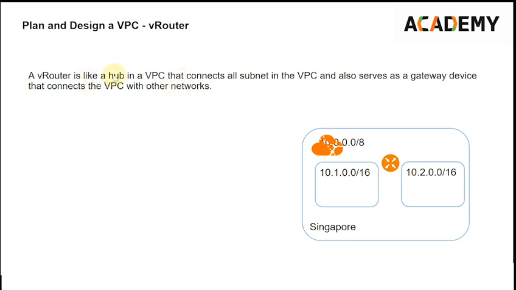The vRouter is like a hub that connects all subnets in a VPC and also serves as a gateway. Why do we say it serves as a gateway? Because there is a route called 0.0.0.0/0 which helps machines to go outside the network, to go to the internet. So that requires a 0.0.0.0/0 route.